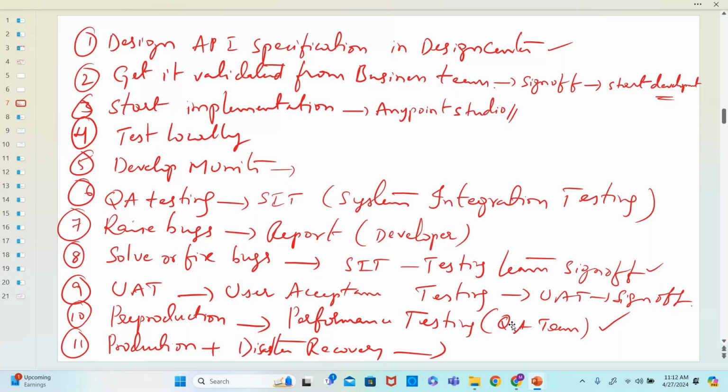Now you need to rework on it, or you need to provide the justification why it is going overboard 500 milliseconds. Exactly. Maybe there is a heavy process involved in that particular process, and in those different instances or exclusive instances, they may give you the approval.